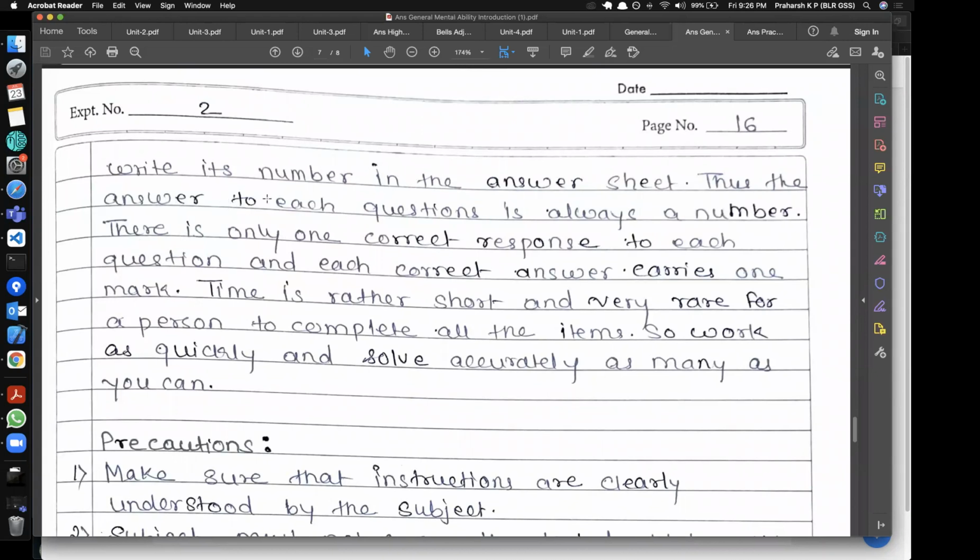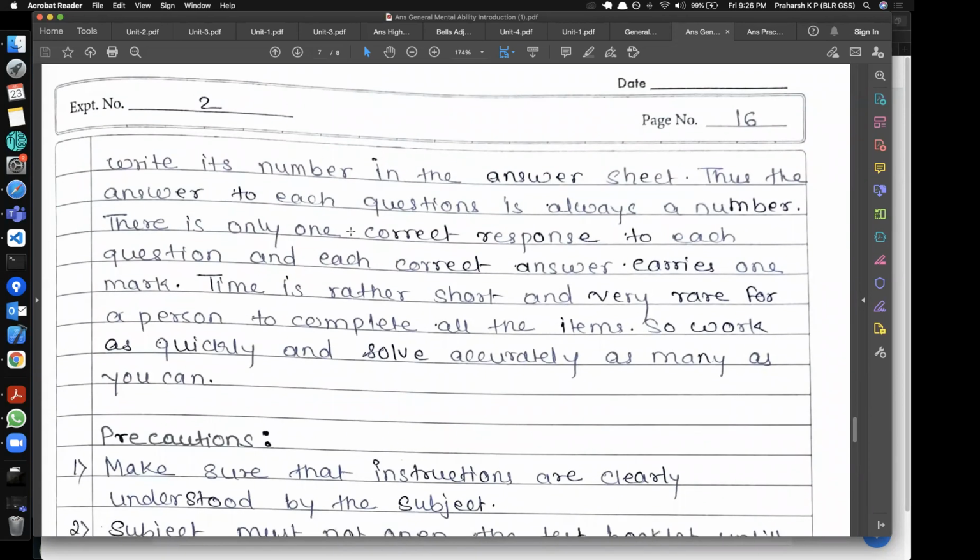The answer to each question is always a number. There is only one correct response to each question and each correct answer carries 1 mark. Time is rather short and it is very rare for a person to complete all the items. We have already spoken about this. So work as quickly and solve as accurately as possible as many questions as you can.